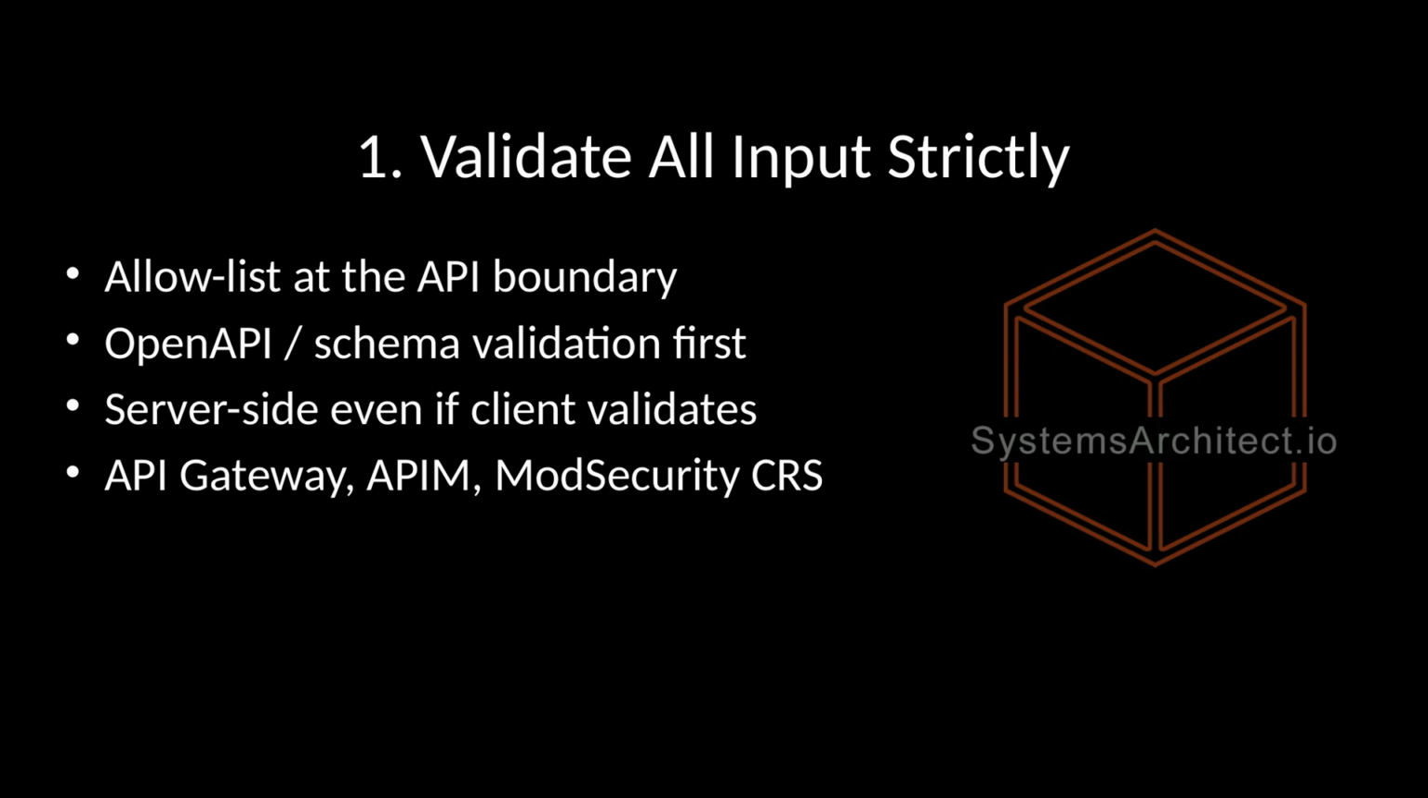AWS API Gateway can enforce JSON schema models and return 400 before Lambda. Azure API Management validate-content does the same. The OWASP Core Rule Set adds runtime blocking for SQL injection, XSS, and protocol anomalies.